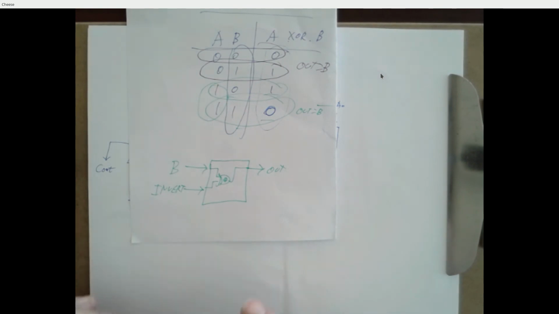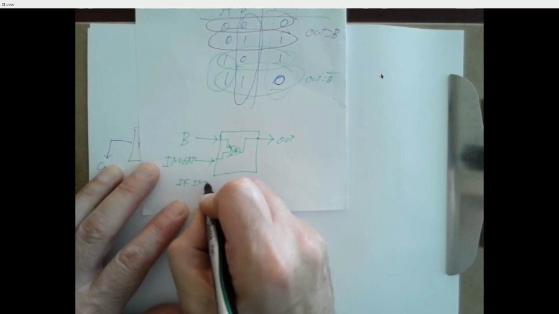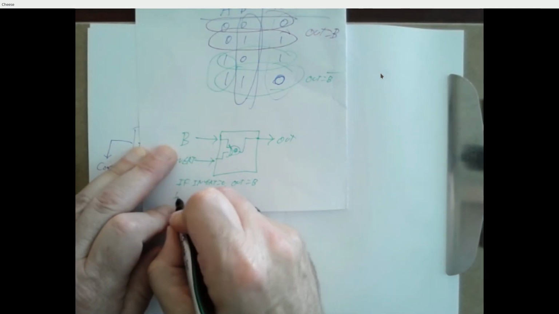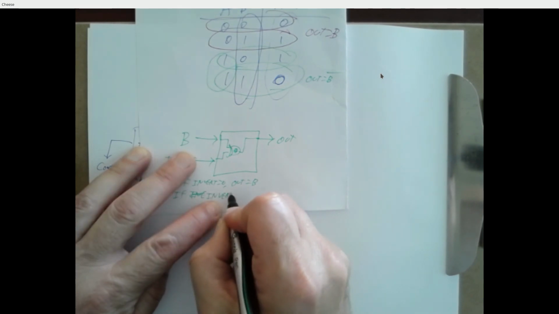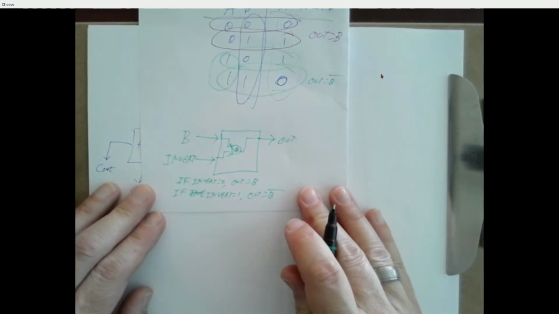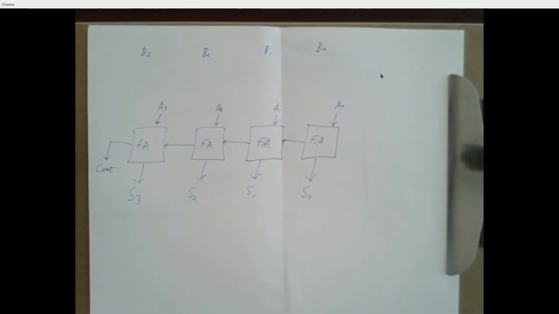And the way we build it is just an XOR gate. But from a system level diagram, we might say this: if invert equals 0, out equals B, if invert equals 1, out equals B bar. So hold that idea. Let's finish this up and then we'll take a break.